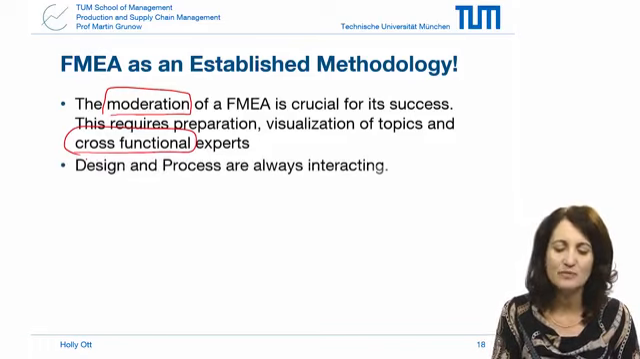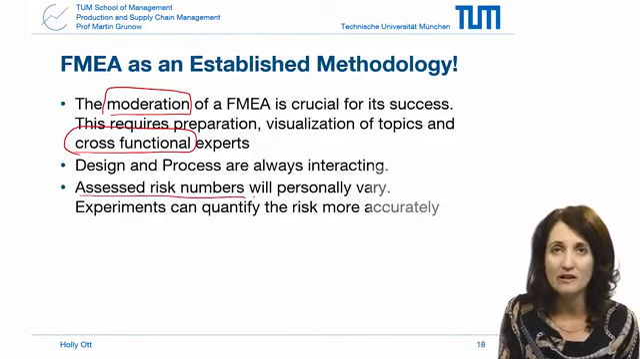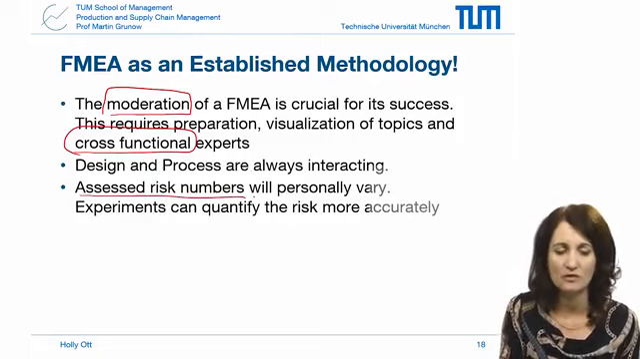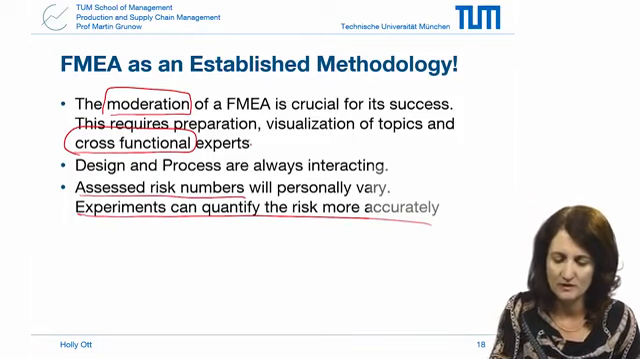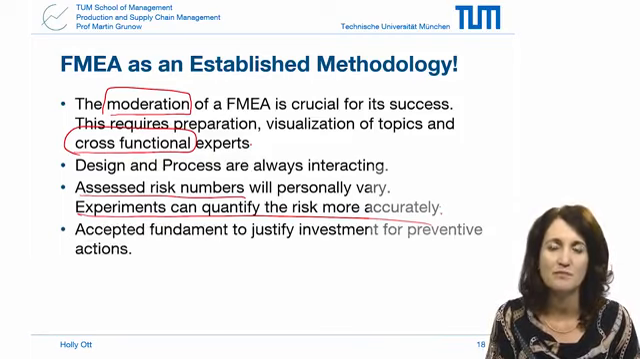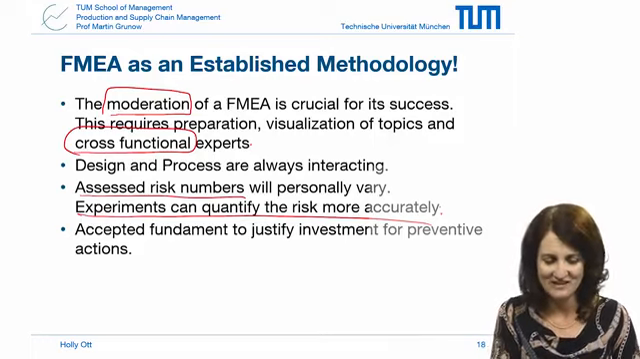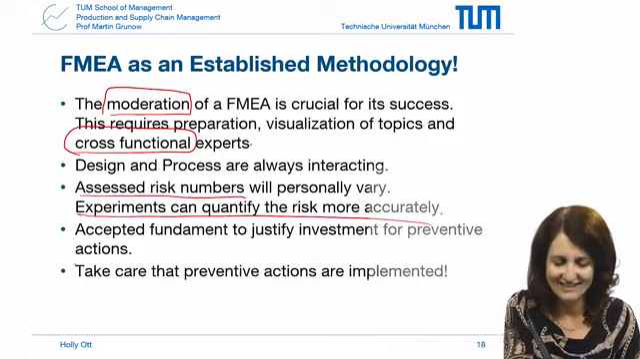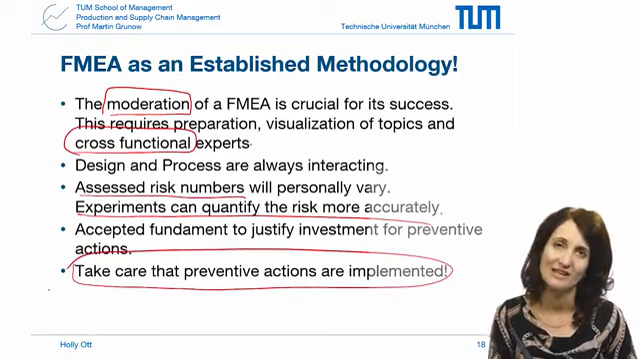The design and the process are always interacting. And even although these assessed risk numbers will probably vary between the people, you have something to start with, and then you can do experiments to quantify the risk more accurately if you want to. The FMEA is an accepted basis to justify investment for preventive actions. And of course, importantly, you have to make sure that your preventive actions are then implemented, which is also one of the roles of the quality manager.